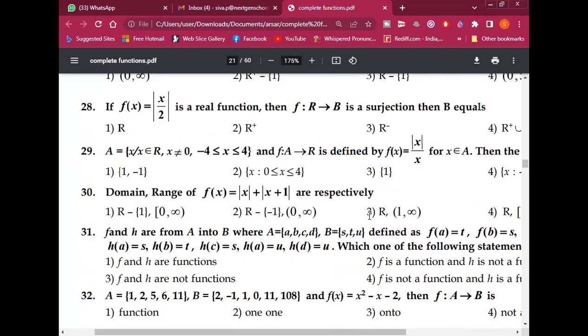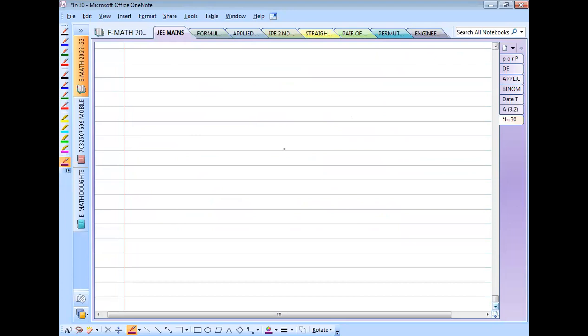Problem 28. He said f of x equal to mod x by 2 is a real function. Then f from R to B is a surjection. Surjection. Then B should be equal to... Okay. Actually, the function was, so in this problem he defines f of x as mod x plus x by 2.